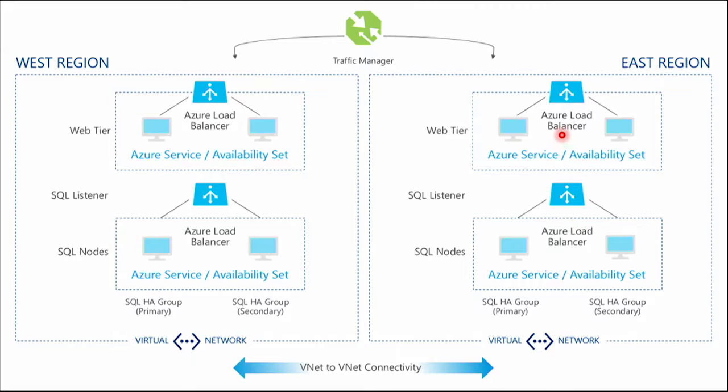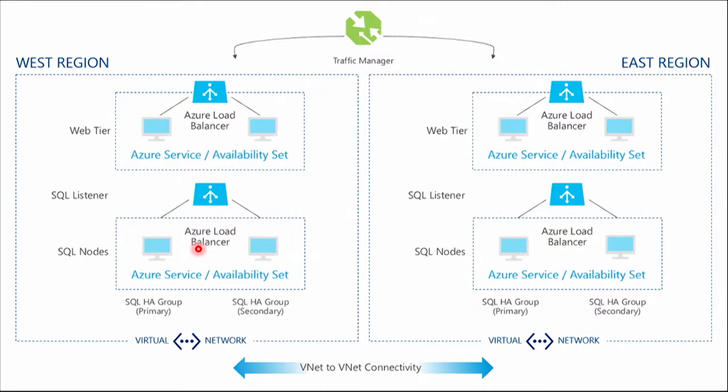And then in fact, the web tier is also an internal load balancer, because I don't have a public endpoint for this application. All my traffic is going to come through a VNet to VNet gateway or a site-to-site gateway. Okay? So that's my East Coast setup. And then on the West Coast, I have a very similar setup. I have the web tier, I have the SQL listener, and I have the two nodes here.